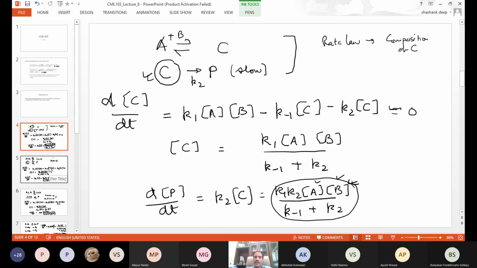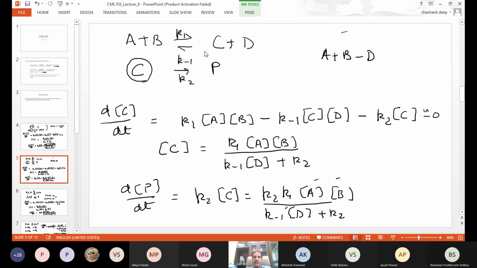Okay, so I will go next and again do the same thing. What I did is A plus B giving you C plus D, and now I am saying that C is going to give you P. In that case, what will happen? What will be the composition of C?